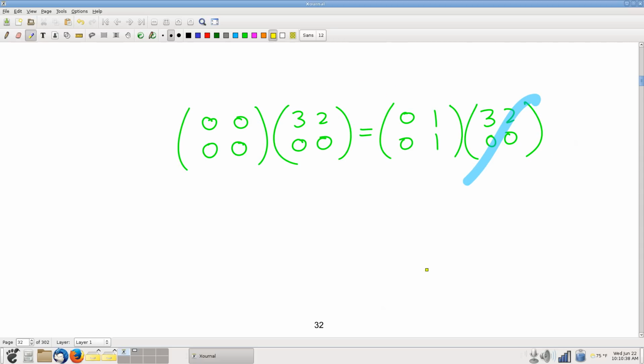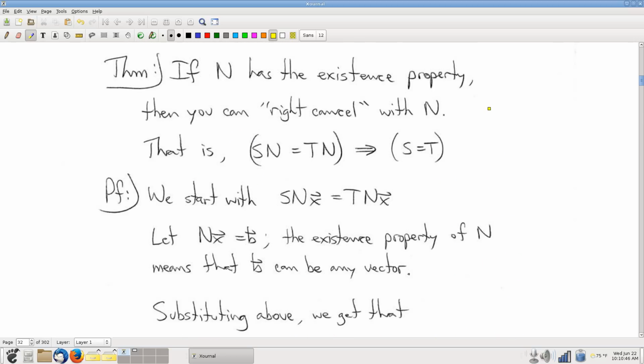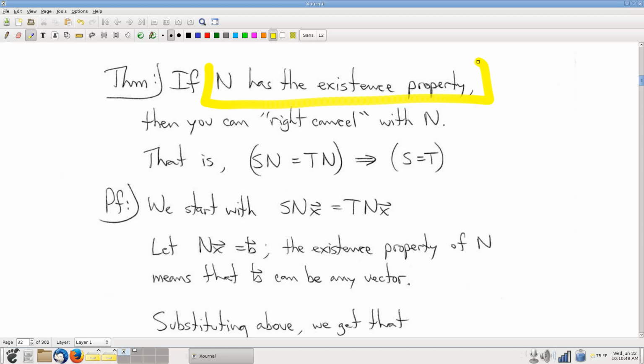All right, so we ask, well, what is it that went wrong, and what is it about this matrix that makes it not okay to right cancel? Well, it turns out that the condition we need for right cancellation is that the matrix you're canceling has to have the existence property. Okay. All right, so let's see why that is. So again, now our assertion is that you can right cancel if the matrix has the existence property. So said differently, we need to show that if the matrix N has the existence property and if SN equals TN, we need to conclude that S equals T. Okay.